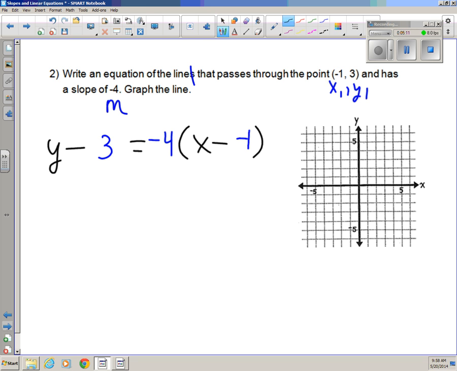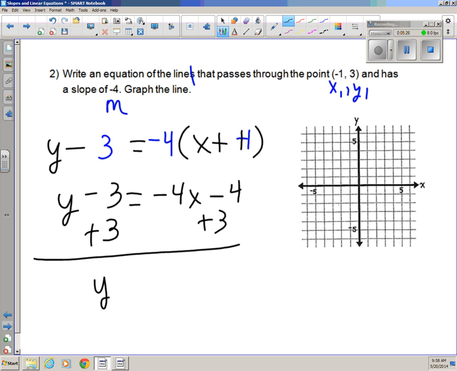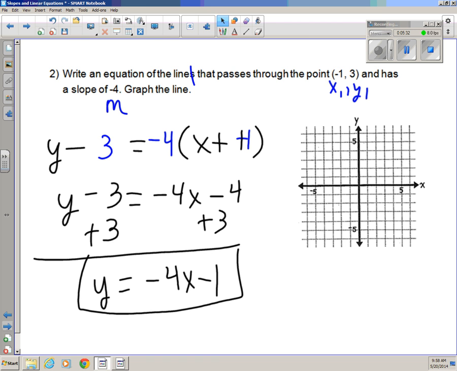Just make sure that the x minus -1 is really x plus 1. So when you do your work, y minus 3, distribute -4x minus 4, add 3 to both sides, y equals -4x minus 1. Here's the equation of your line, and then you graph it.